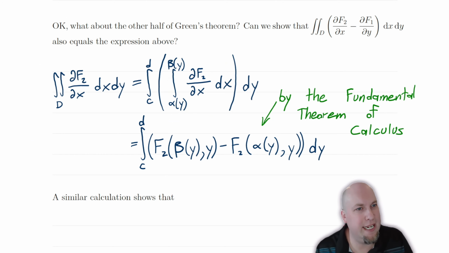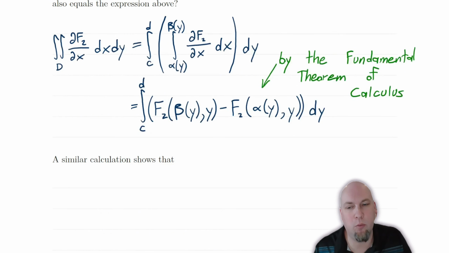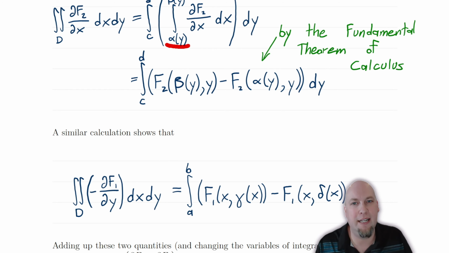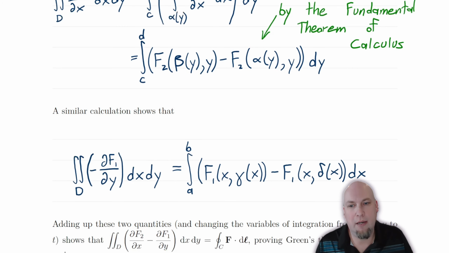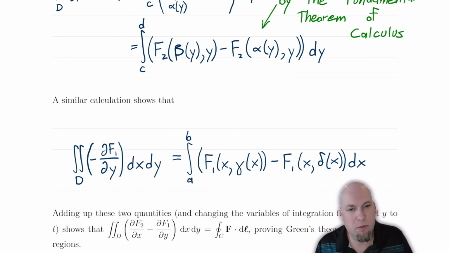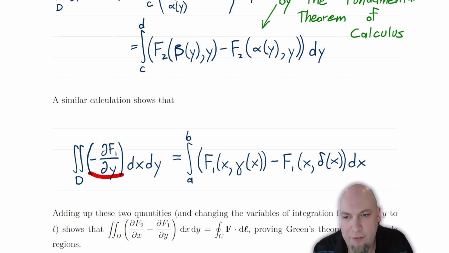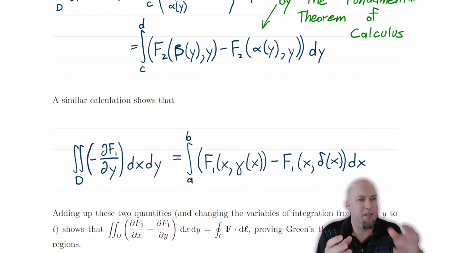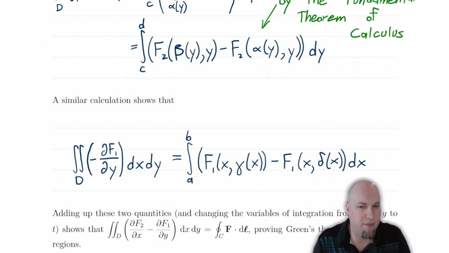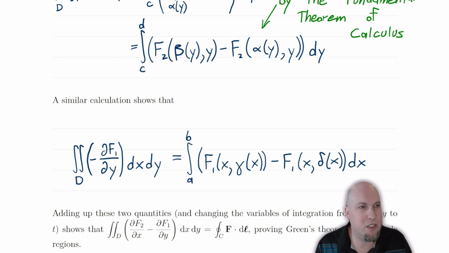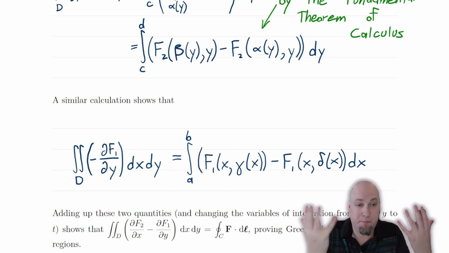Okay, if you do the exact same thing with negative del f1 by del y, you get something similar happening, except instead of using a left curve and a right curve, we're going to use a bottom curve and a top curve. This time you get this expression here. Again, you're applying the fundamental theorem of calculus to the stuff on the inside, this time to the y variable. I do the y integral first, apply the fundamental theorem of calculus, and I get this expression right here.